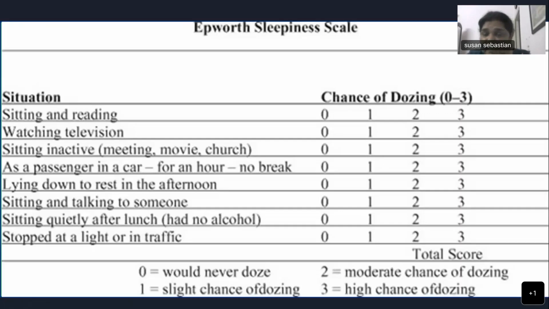The Epworth Sleepiness Scale, as I said, consists of 8 common situations that you face every day. And when you are going through these situations, whether you feel sleepy or not, like sitting and reading, watching television, or traveling in a car, whether you would never doze, have a slight chance of dozing, a moderate chance of dozing, or a high chance of dozing. According to that, you score them from 0 to 3. And if your score is above 10 or 11, it is significant.